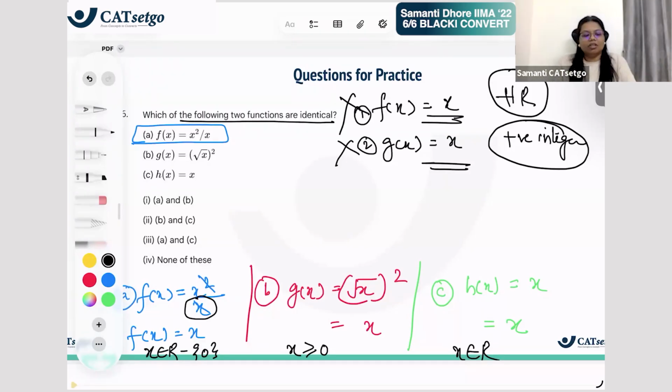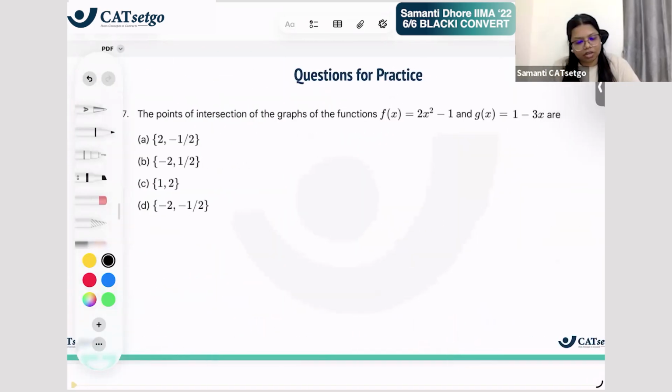So are the domains same? Domains are not same. So are any of these functions identical? No, none of these are. Okay. So I hope this clarifies your understanding about functions a little more. You need your domain as well as range to be same. Okay. चलो 3-4 more questions to go.